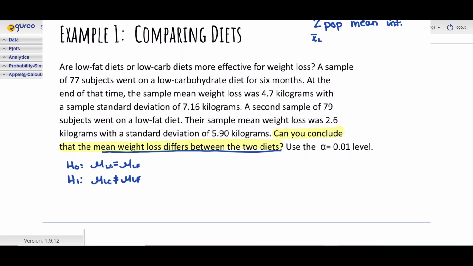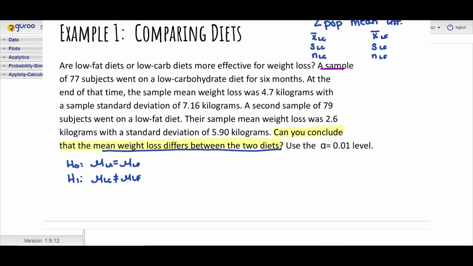All right, so now when we run this test, it's going to ask us for a sample mean of the low carb and a sample mean of the low fat. It's going to ask me for the sample standard deviation of the low carb and the sample standard deviation of the low fat, the sample size of the low carb, and the sample size of the low fat. It's going to ask for all of those things. So we're just going to go through and find them.